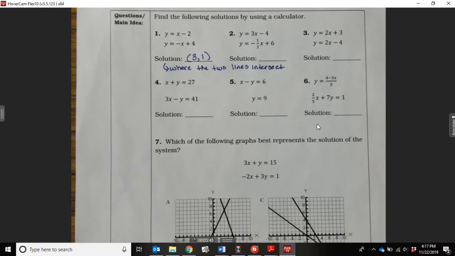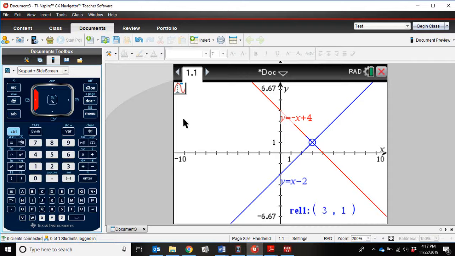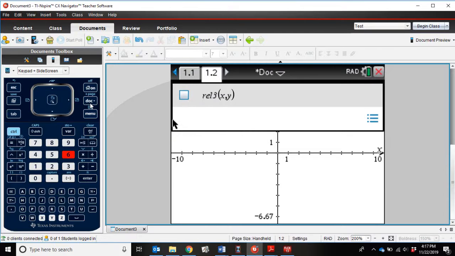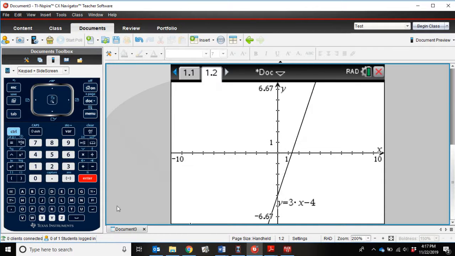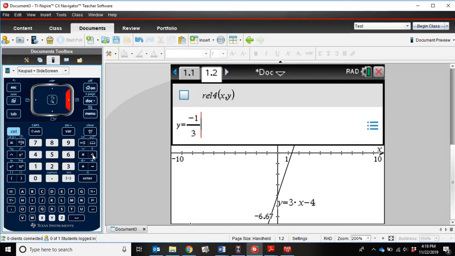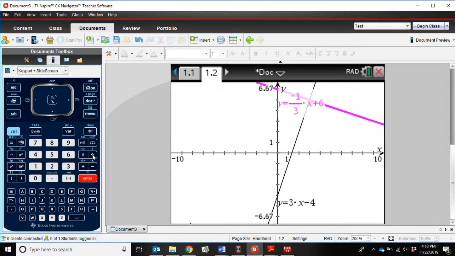All right, let's go type in number 2. So I'm going to go back to my calculator, but my calculator is going to take up my whole screen. That way it's a little easier to see. Go to a new graph page. And again, I'm going to use relations today. So I'm going to delete my equal sign, get a relation. And I'm typing in the two equations on number 2. So it says y equals 3x minus 4. And then I push tab, and I have y equals negative 1/3 x plus 6.